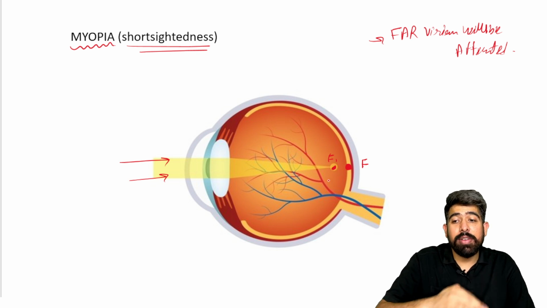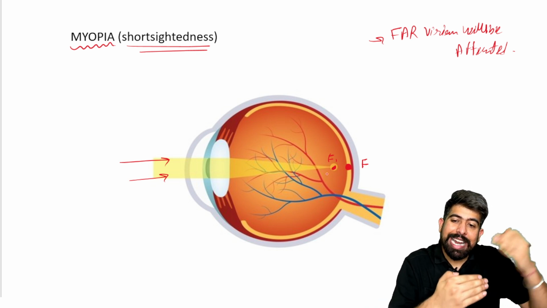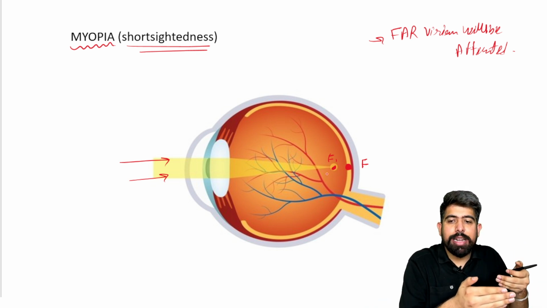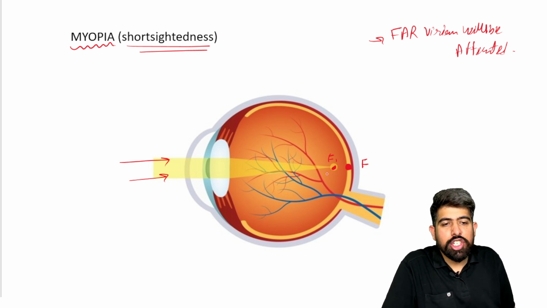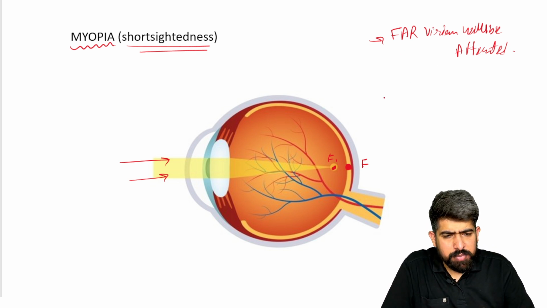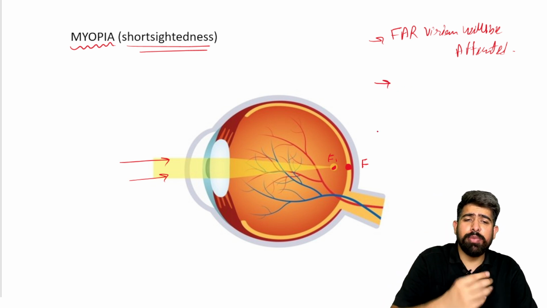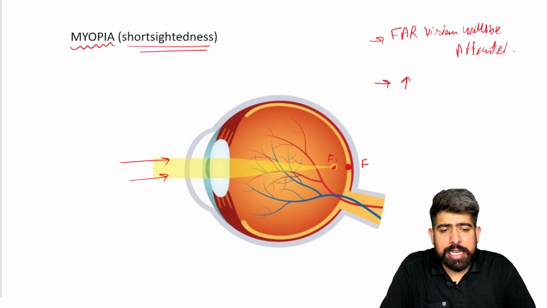In hypermetropia it was longer from the retina, and here it is just shorter from the retina. So that is known as short sightedness. That's why this is known as short sightedness. So the patient has a far vision problem. Why is it making more conversion before the retina? Because there is an increase in your total eye power.